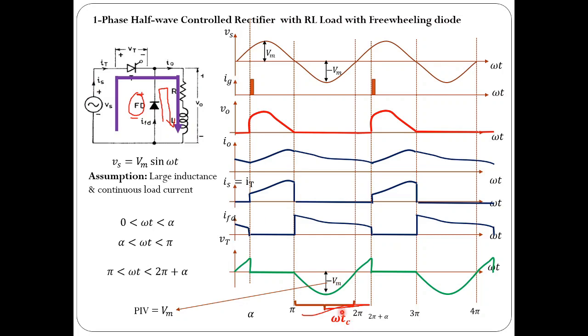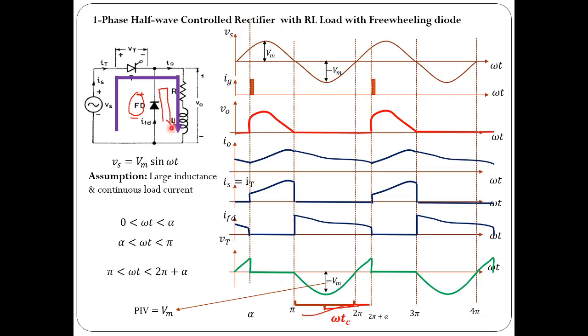Coming to the conduction period of the thyristor, the thyristor would conduct from alpha to pi only, and from pi to 2 pi plus alpha the freewheeling diode would conduct. So the conduction angle of the thyristor is pi minus alpha, and the conduction angle of the freewheeling diode is pi plus alpha. Put together it is equal to 2 pi. The entire cycle, either the freewheeling diode or the thyristor would conduct, so as to ensure that the current through the inductor is continuous.